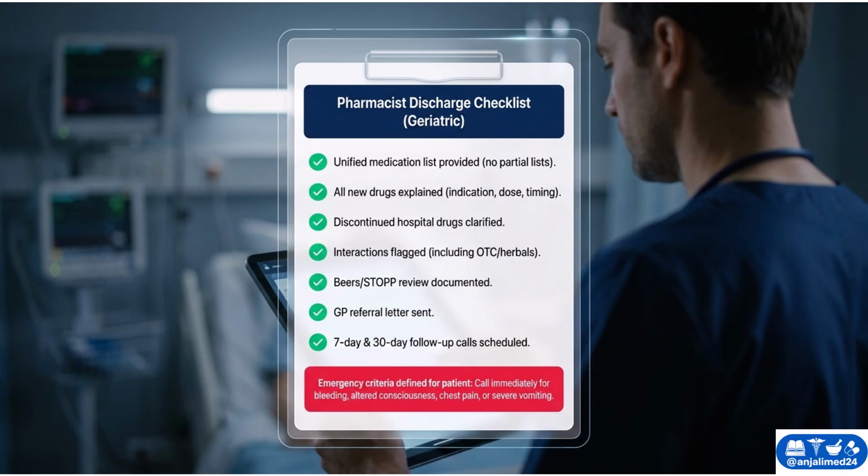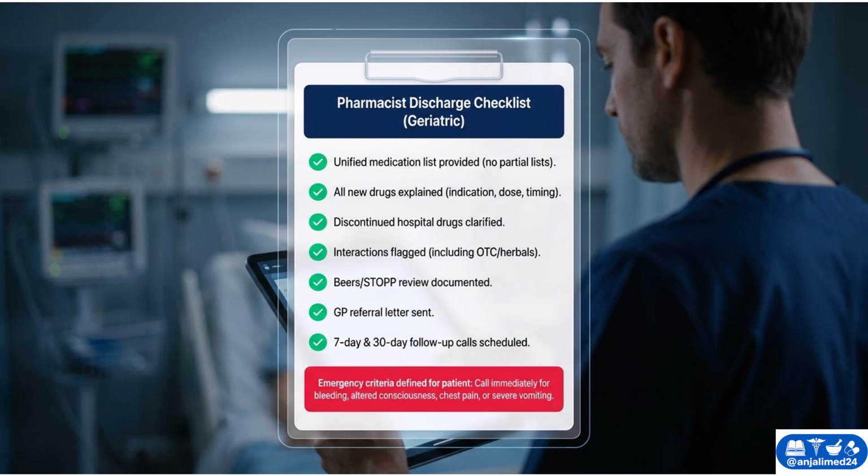Drug interactions must be reviewed and flagged. This includes the prescription drugs, OTC medications, and herbal supplements. Many patients do not realize that common OTC drugs like NSAIDs, antacids, or herbal products can interact dangerously with the anticoagulants, cardiac medications, or diabetes therapies. This interaction review is a key role of the clinical pharmacist.